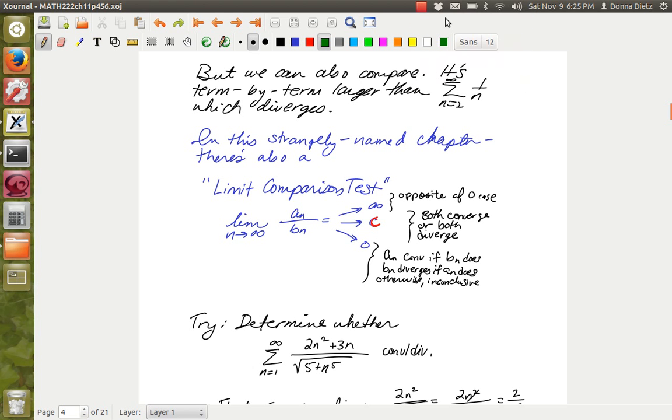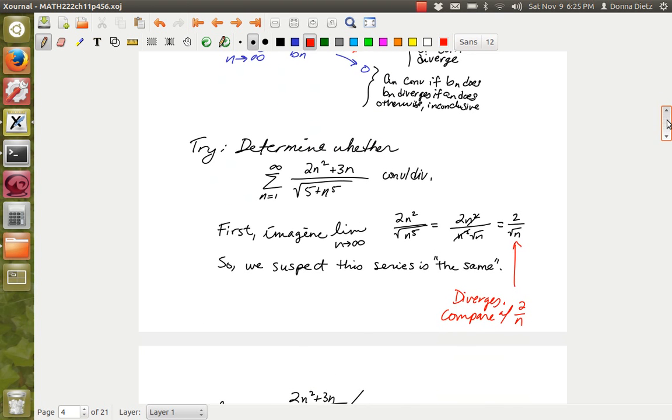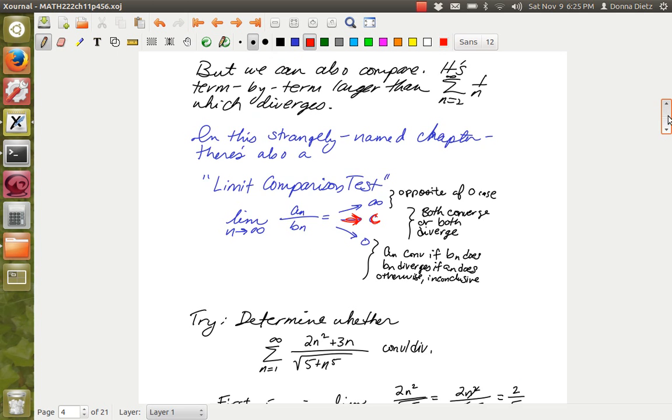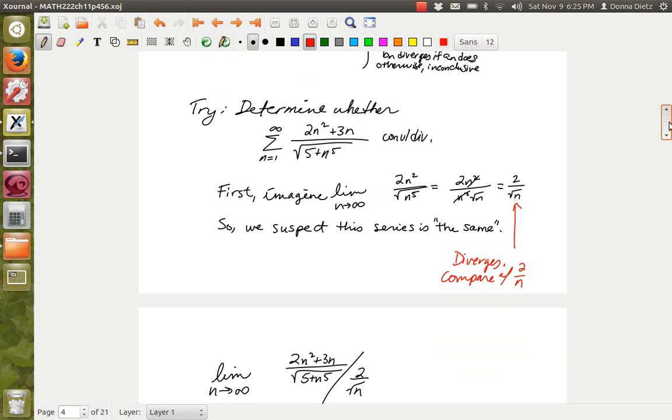Whenever you use the comparison test, the one that the book really talks about is this one. They say if you get a constant, then the two series either both diverge or both converge. But you can use this test in other ways; you just have to be careful and make sure you don't say the wrong thing.